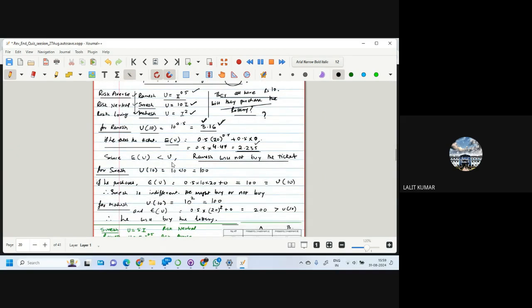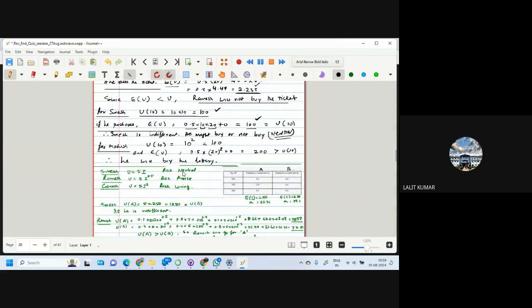Whereas for Suresh, his present utility is 10i. So it is 10 into 10, 100. If he purchases the ticket, then his utility becomes 10 into prize money 20 and probability is 0.5. So it is 100. So his present is 100, expected is also 100. So he is indifferent. He might buy or he might not buy. Which happens in the neutral cases. Generally neutrals, they are indifferent.